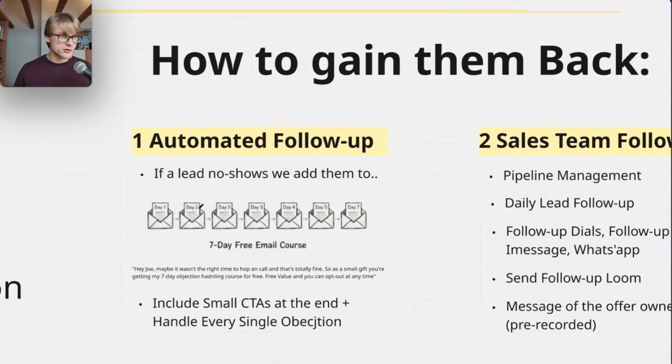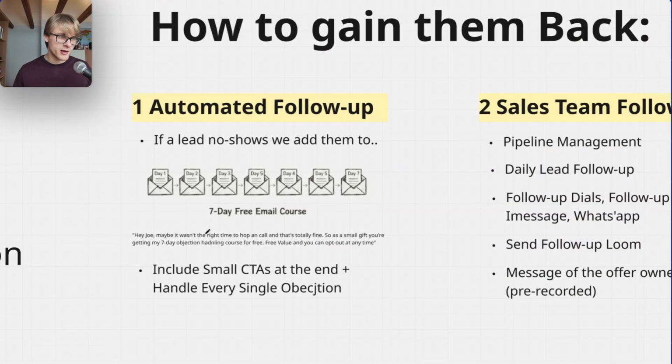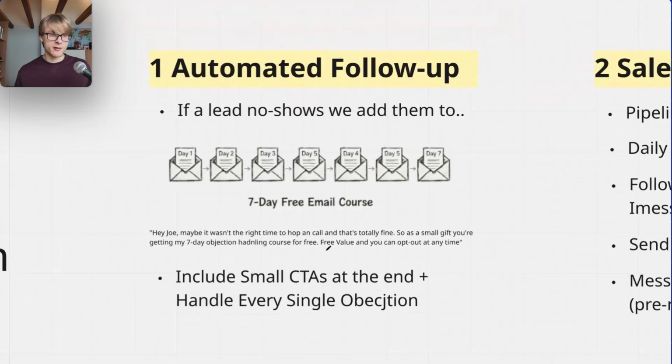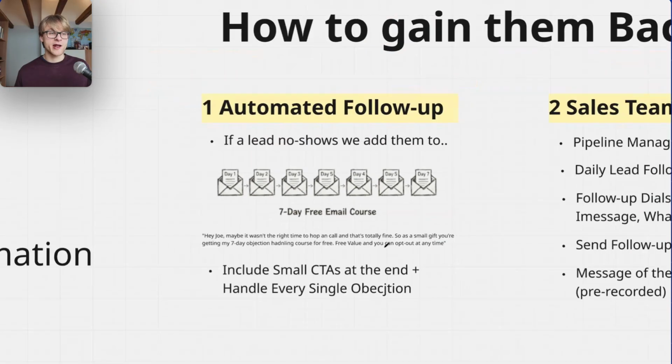If a lead no-shows, after one day we add them to a 7-day free email course, where we say something like, "Hey Joe, maybe it wasn't the right time to hop on a call, and that's totally fine. I understand you need more information. So as a small gift, you're getting my 7-day objection handling course." This would be for a sales call, for example: free value, and you can opt out at any single time.